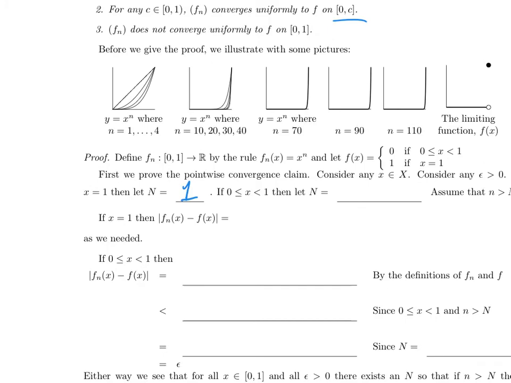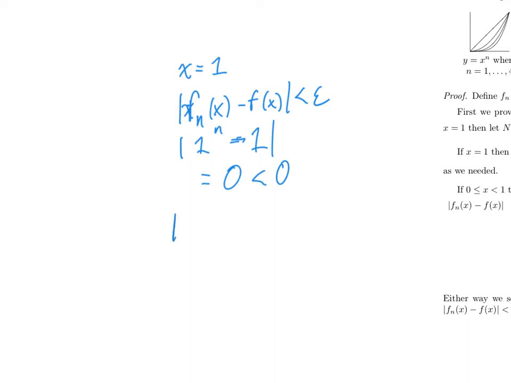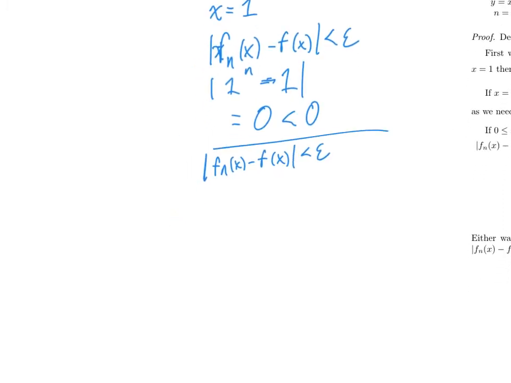If x is strictly less than 1, then let's see what we need. I'll eventually want the absolute value of f sub n of x minus f of x to be less than epsilon. So this is scratch work, right? What is f sub n of x? It's x to the n. f of x is defined to be 0. That is x to the n. I guess absolute value bars for now, but x is positive, so x to the n is positive. So that's just x to the n. I need that to be less than epsilon.